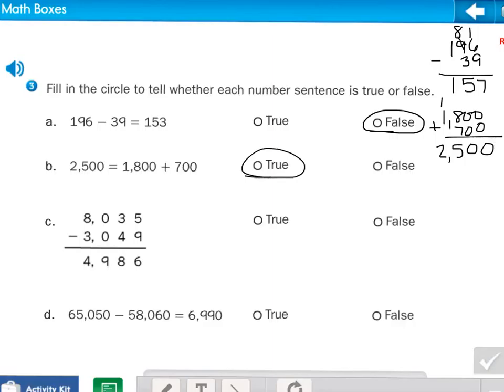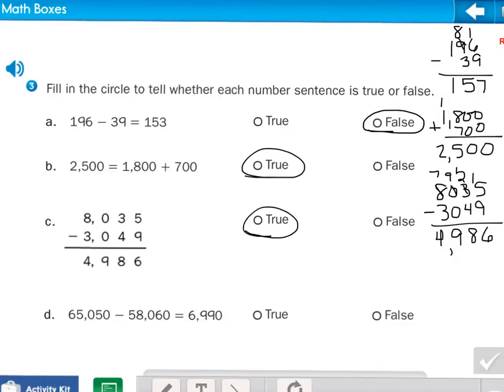The next one, we have 8,035 minus 3,049. 5 minus 9, you can't do it, so you have to borrow. Now we have 15 minus 9, which is 6. 2 minus 4, you can't do that, so we're going to borrow from here. There's nothing to borrow from here, so we're going to make that a 7, and this a 9, and this a 12. So 12 minus 4 is 8. 9 minus 0 is 9, and 7 minus 3 is 4. 4,986, which makes that true.